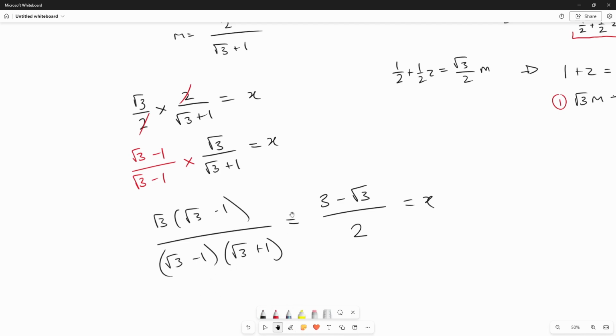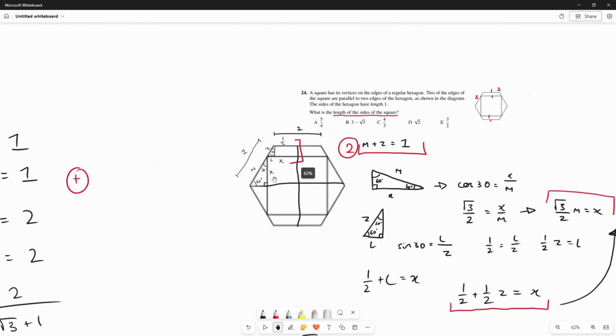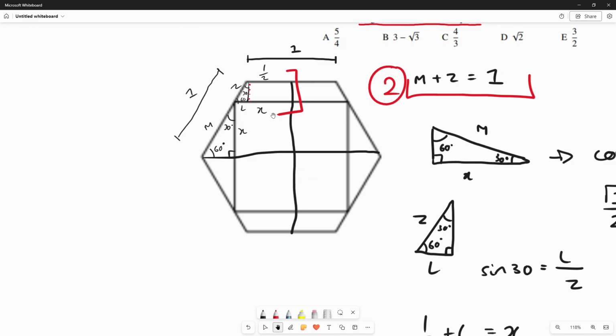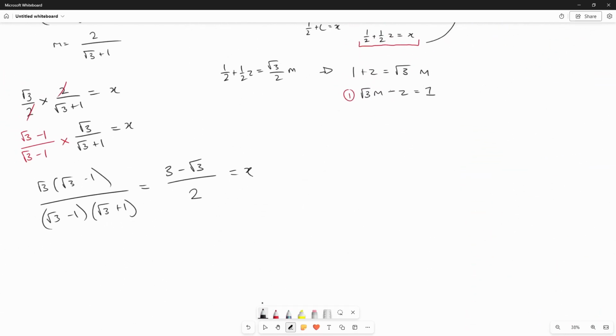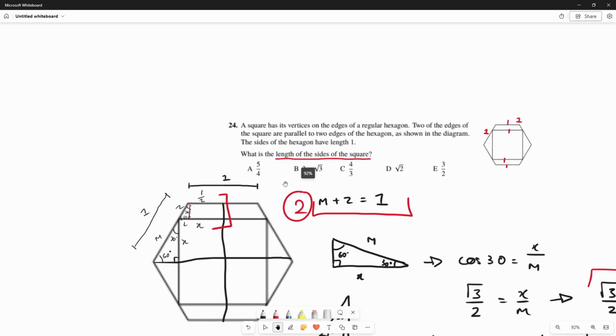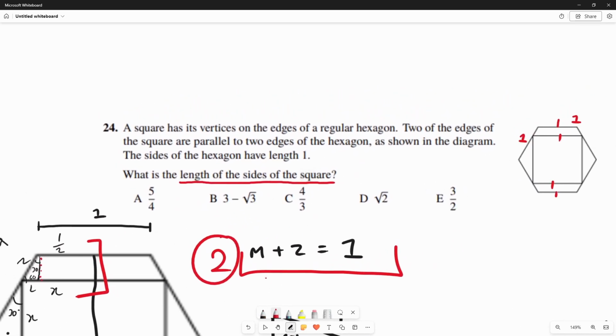But we know that the side length of the square is actually 2 lots of x, because we need 2 lots of those to make one side length. So we'll multiply it by 2, so 2x equals the square side. So 2x equals 3 minus root 3, and that is the side length of the square. And yeah, we would get answer B in this instance, which is completely right.